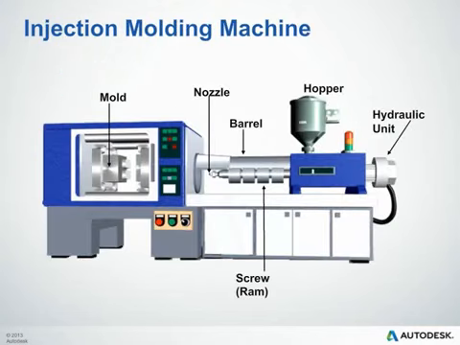In this slide, we're showing you an illustration of a typical injection molding machine. We have a hydraulic unit. There are some electric units on the market today as well. We have a hopper, which holds our material. That's where we're loading it. The barrel, which contains a screw for feeding the material into the mold. And then the nozzle, which is naturally where the material is going to come out of the barrel and into the mold. To the left, we have our mold, which is forming our part.